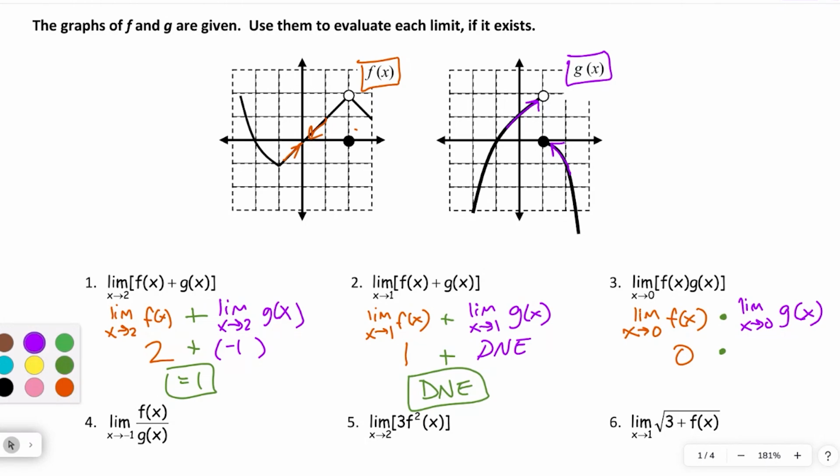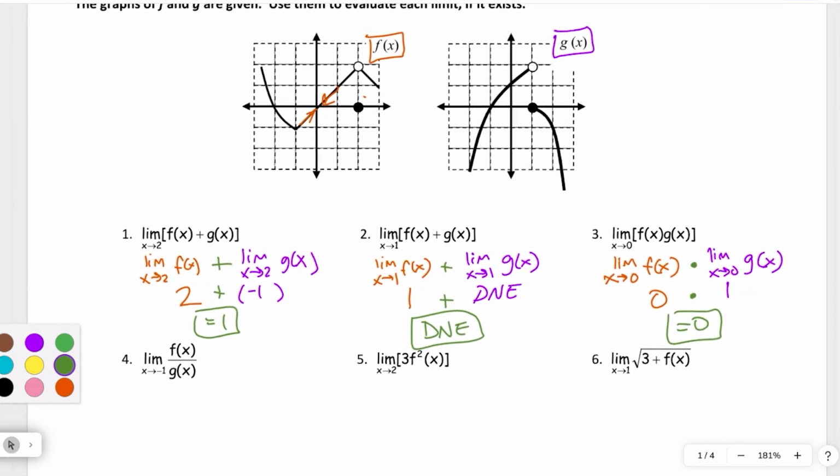Taking a look at g of x, we can see that from the left and from the right of 0, it looks like it's a little bit above 1, but I'm just going to call it 1 because it's not really clearly defined. It's a little ambiguous. It does look like it's a tad over 1, but it really doesn't matter because anything times 0 is just going to be 0.